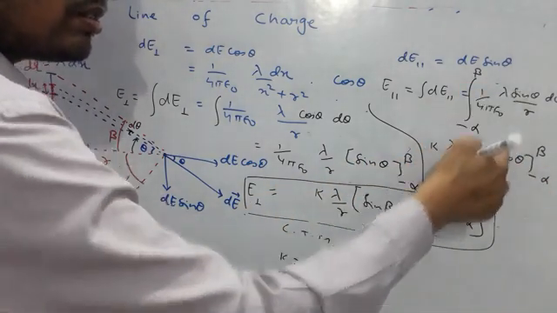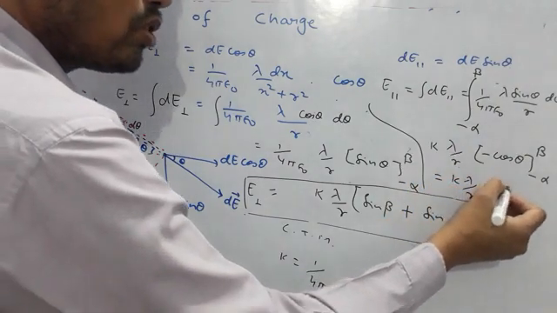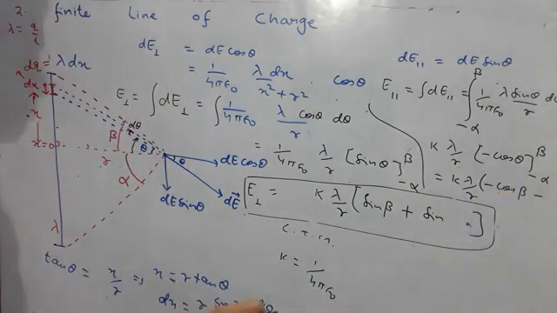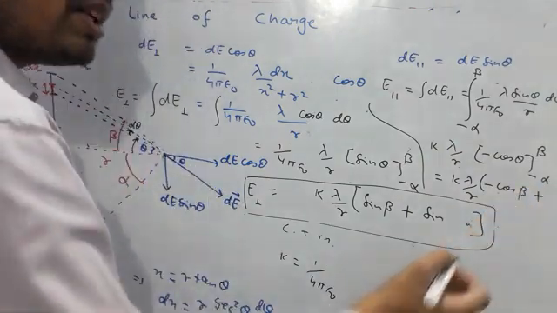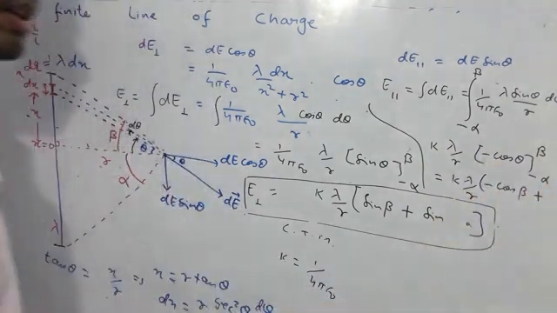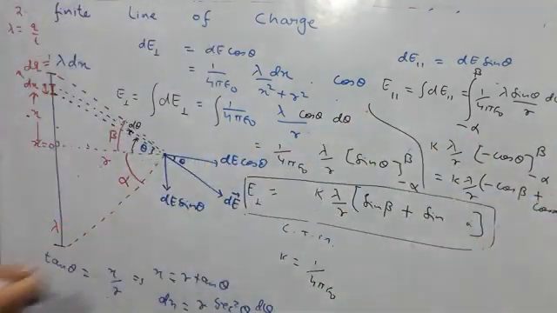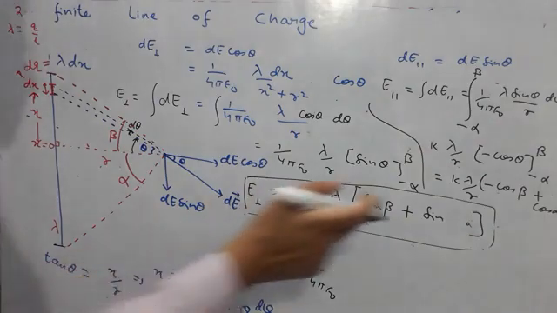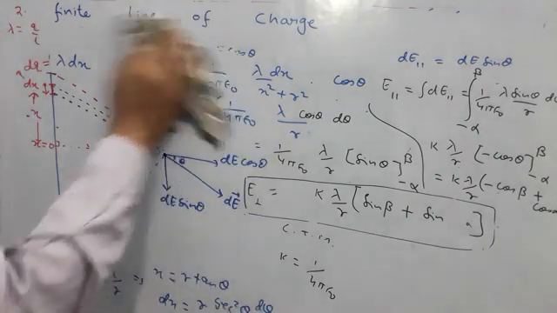Now just put the values. So k lambda by r, minus cos beta minus cos, so minus minus will become plus, and cos of minus alpha is the same as cos of alpha. I would suggest you to do this yourself. So this is our expression for the electric field parallel to this particular direction. So please memorize these two relations.